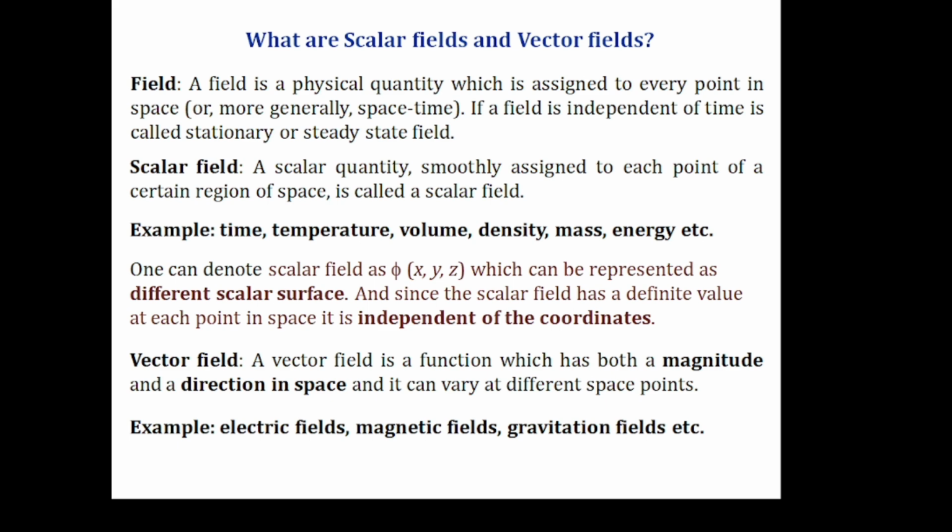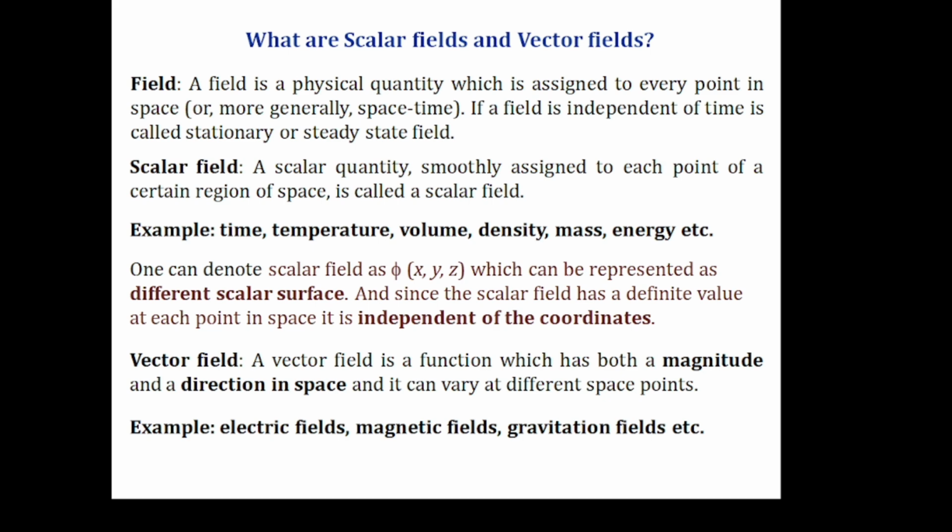Next, what are scalar fields and vector fields? All of you know what a scalar quantity and a vector quantity are. Now we want to discuss what a scalar field and a vector field are. So first we have to know what a field is. In physics, a field is a physical quantity which is assigned to every point in space, generally spacetime. It can be independent of time or dependent on time.